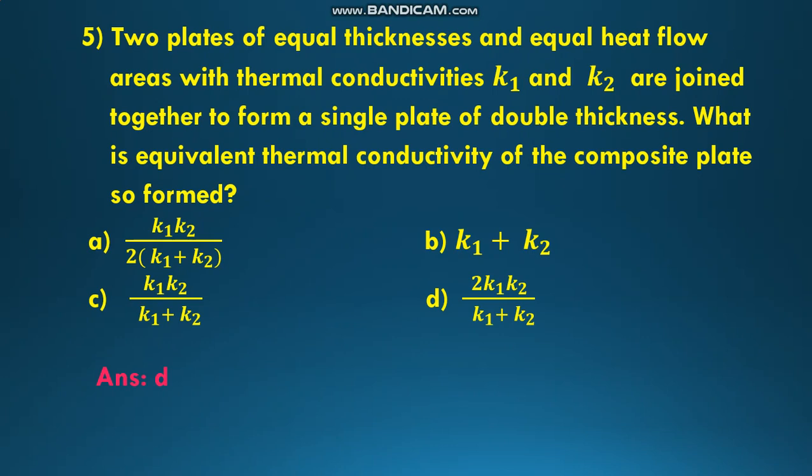So the options are A, K1 K2 by 2 into (K1 plus K2); B, K1 plus K2; C, K1 K2 by (K1 plus K2); D, 2 K1 K2 by (K1 plus K2). So the answer is D, 2 into K1 into K2 by (K1 plus K2).